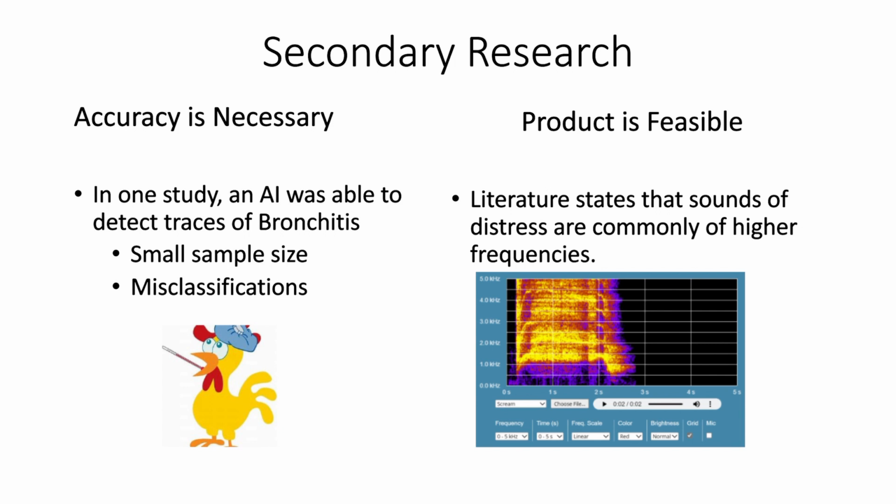Now, for this small sample size, there were still misclassifications. And so we want our product to be able to generate AI that could detect sounds of distress for farms of thousands of chickens. It shows that our labeling tool needs to be super accurate. Luckily, it's still feasible for that kind of accuracy because sounds of distress are commonly of higher frequencies. So we can use our eyes and our ears to help create those labels.